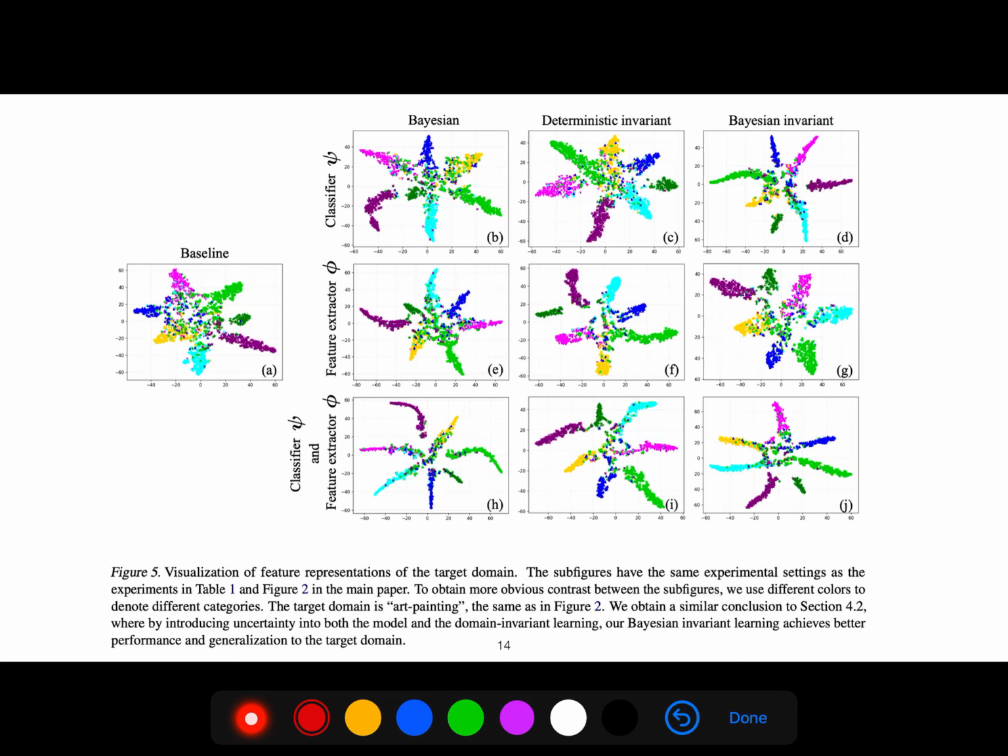The subfigures have the same experimental setting as experiment tables 1 and 2 to obtain a more obvious contrast. We use different colors for different categories. The target domain is art painting. So they fix their target domain, although in domain generalization, we usually don't fix it. We say that each time a new target could be discovered.